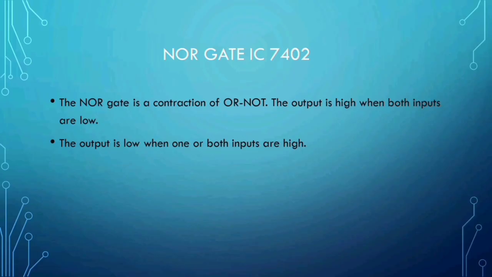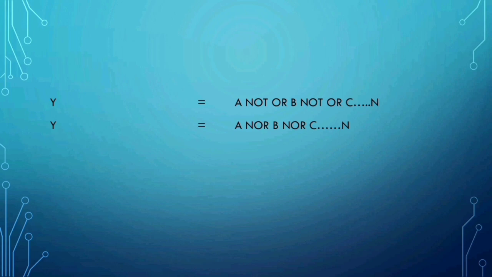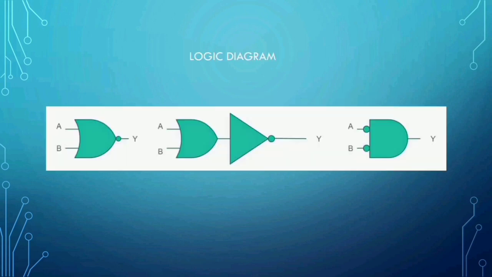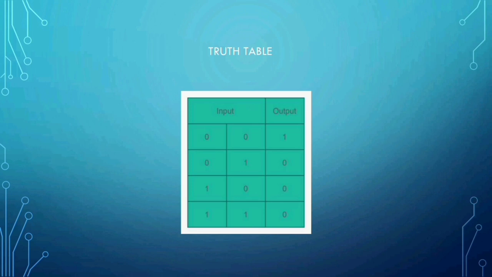NOR gate IC7402. The NOR gate is a contraction of OR NOT. The output is high when both inputs are low. The output is low when one or both inputs are high. Formula for NOR gate. Logic diagram of NOR gate. Truth table of NOR gate.